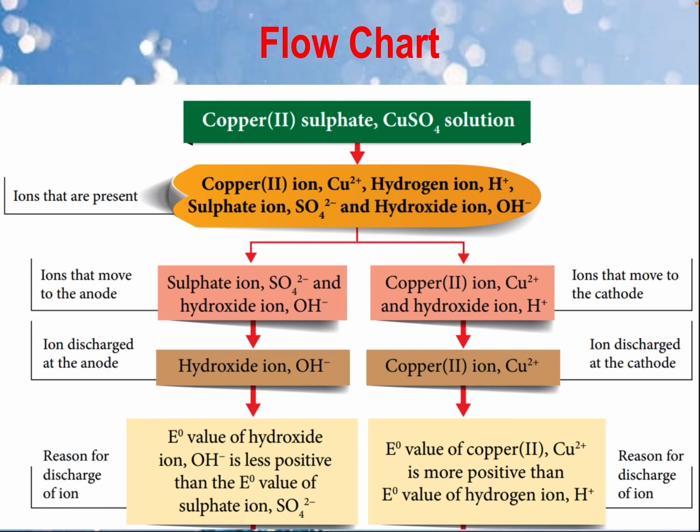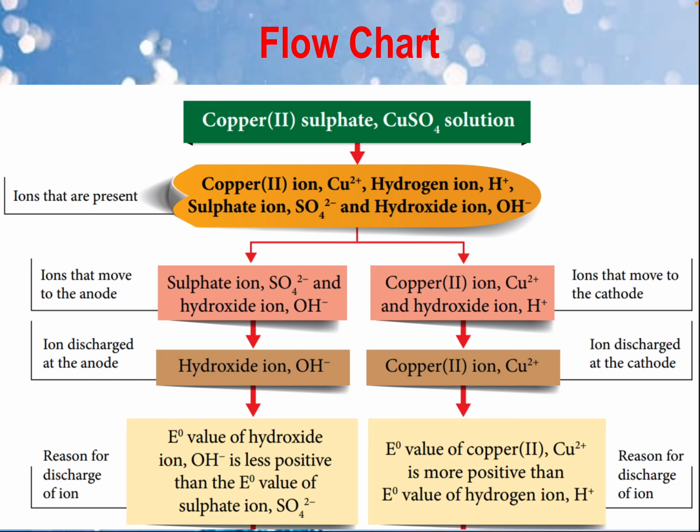So, mula-mula kita kena tahu the name of the electrolyte, which is copper sulfate. Lepas tu kita kena tahu ions that are present. Lepas tu ions that move to anode, kena ingat balik semula anode adalah positive electrode, while cathode adalah negative electrode. Lepas tu ion discharge. Kenapa ions tu dipilih untuk dihilangkan charge-nya? Dalam kes ni, kita punya factor adalah E naught value.